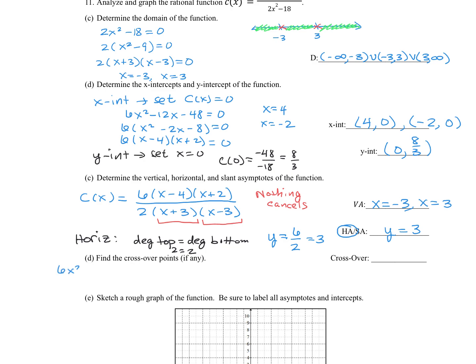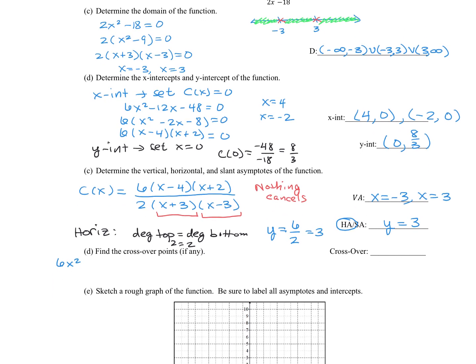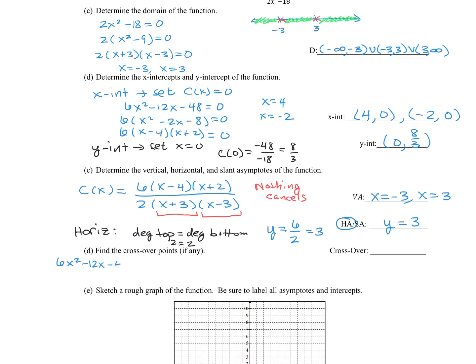We'll just make the best of it. That is (6x² − 12x − 48)/(2x² − 18) = 3. If I cross multiply, I get 6x² − 12x − 48 is equal to 3 times (2x² − 18). If I now compare this, I get 6x² − 54.